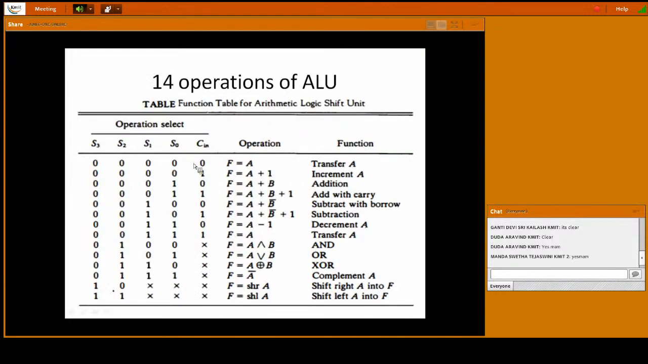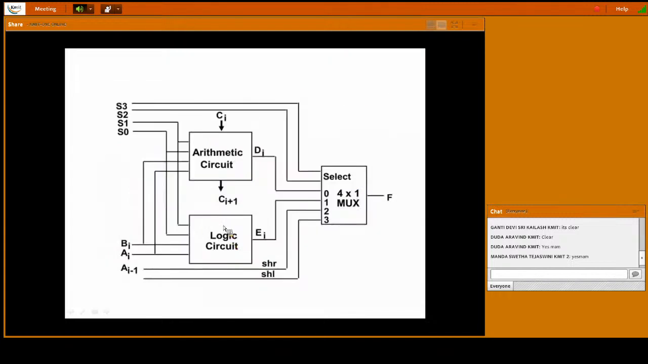Right? This is the table. What are the inputs you are providing to this? You are providing 2 selection lines. Based on these 2 selection lines, any one input from 0 to 3 is selected, that is either DI or EI or SHR or SHL.